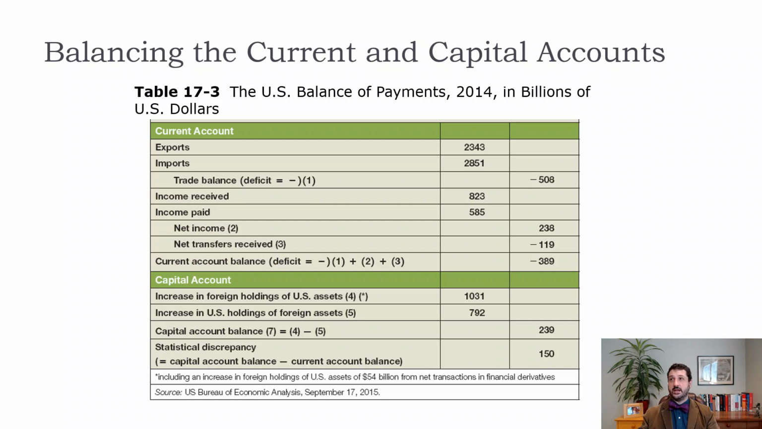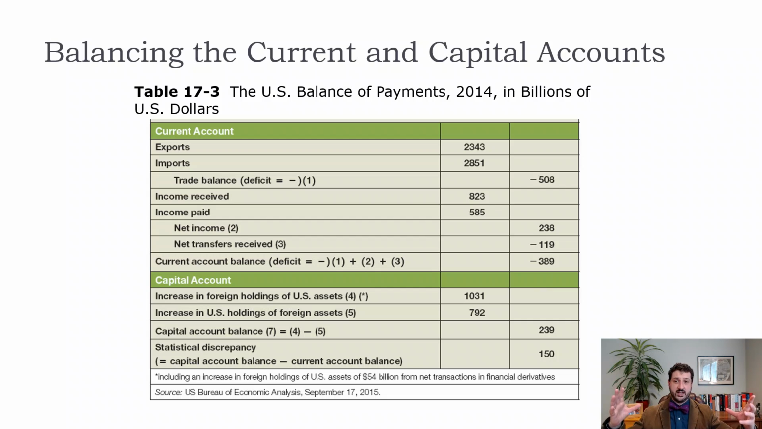Net transfers received was negative. So transfers is like when someone just sends money to another country. For example, the United States probably basically always has negative net transfers because we have a large immigrant population. Those immigrants are earning money. They're taking some of their money and sending it back home to family that are still in their country of origin. So that was minus 119 billion. And so the current account balance is just the sum of 1, 2, and 3. So our trade balance plus net income plus net transfers received ends up being minus $389 billion in 2014. So that's the current account.